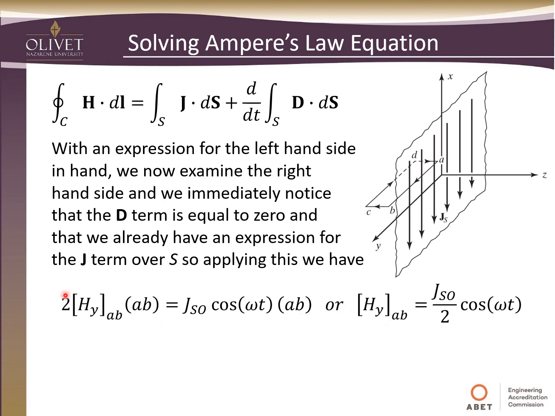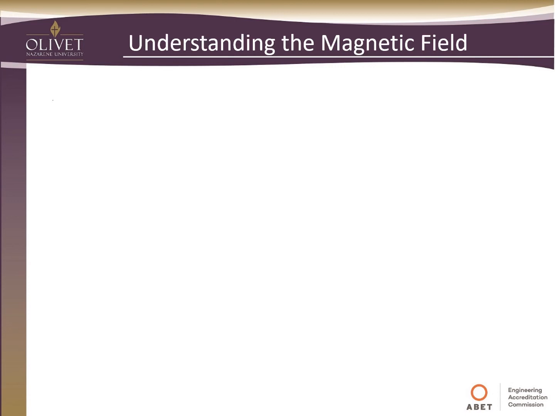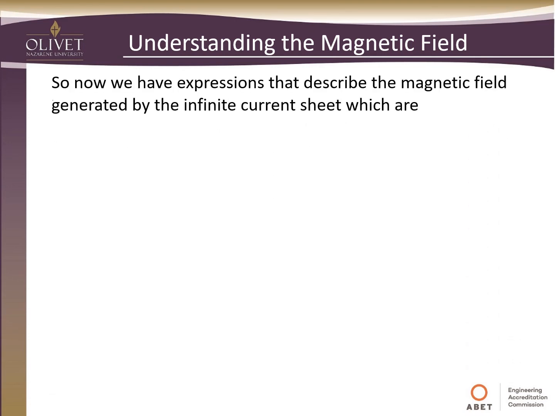We can cancel out the AB terms, and this now gives us an expression for the magnetic field along this line in terms of our current sheet density. We can rewrite that in terms of H_Y CD as well. That just changes the sign because they're equal but opposite. One magnetic field is in this direction, one is in that direction. So now we have an expression that describes the magnetic field generated by the infinite current sheet.